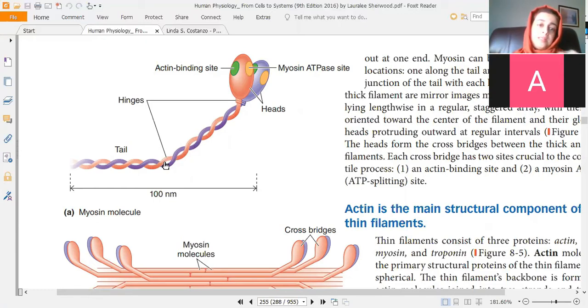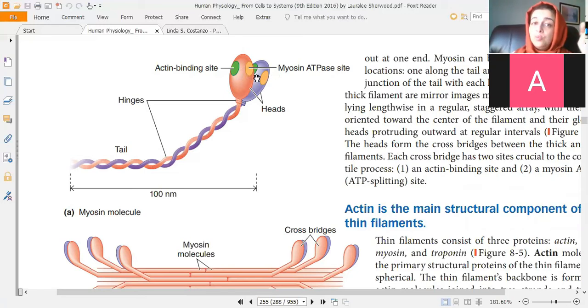So there are 2 points on this straight protein where the myosin molecule is actually allowing mobility. One is at this hinge. So it can move at this hinge like the arm can move at the elbow. And then the heads can move as well, like the wrist allows this fist to move on the forearm. So these are the 2 points where there are hinges. And then there are these myosin heads.